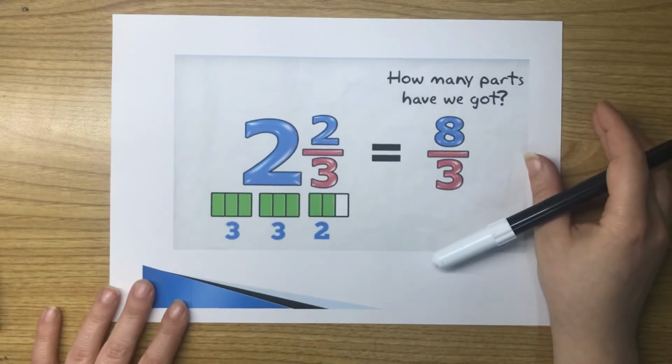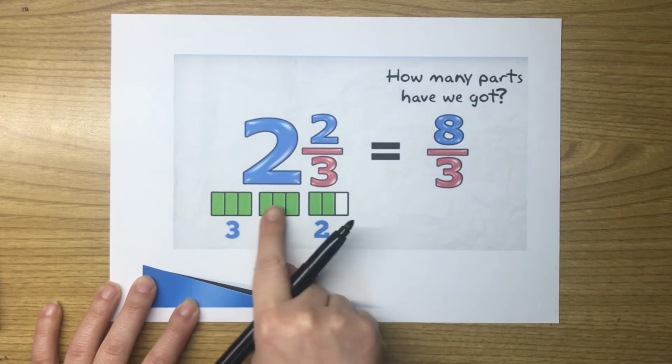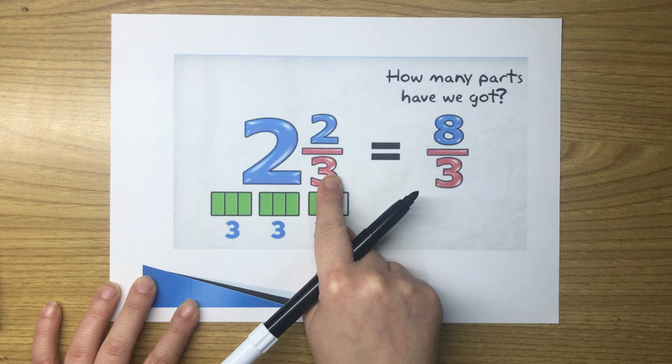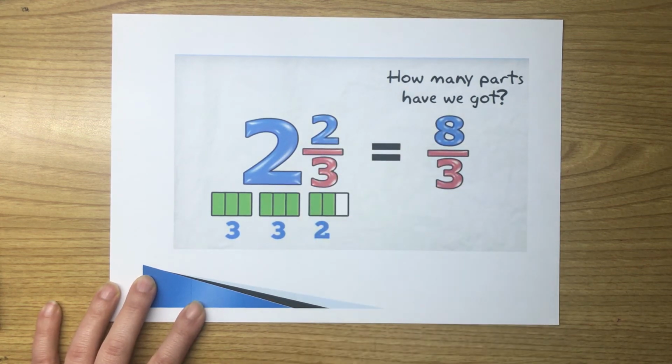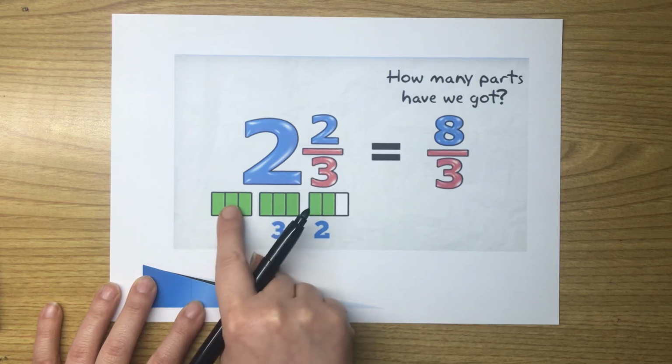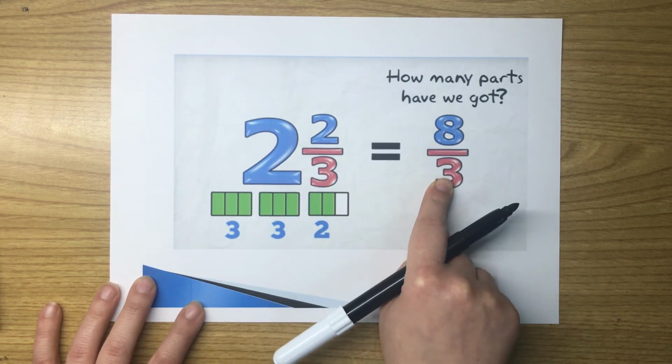Okay? Using diagrams, 2 and 2 thirds. That means we have 2 wholes and each one has been divided into 3 equal parts, and we are left with the third shape having 2 thirds only. Count the thirds: 1, 2, 3, 4, 5, 6, 7, 8 thirds.